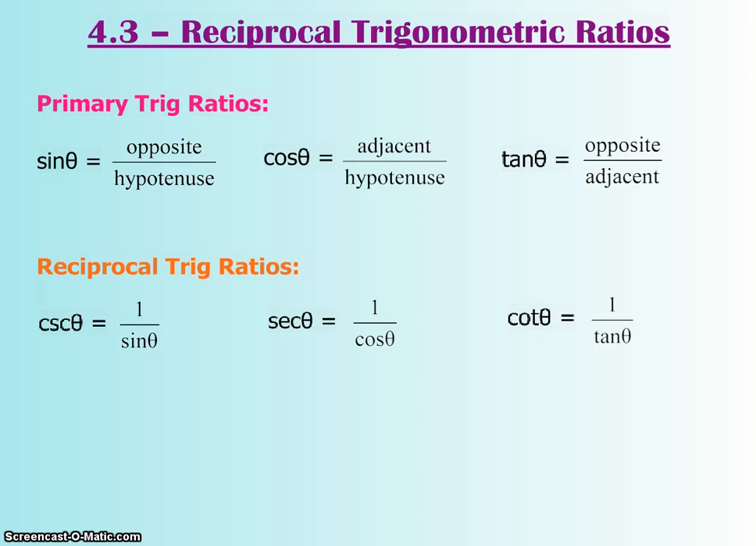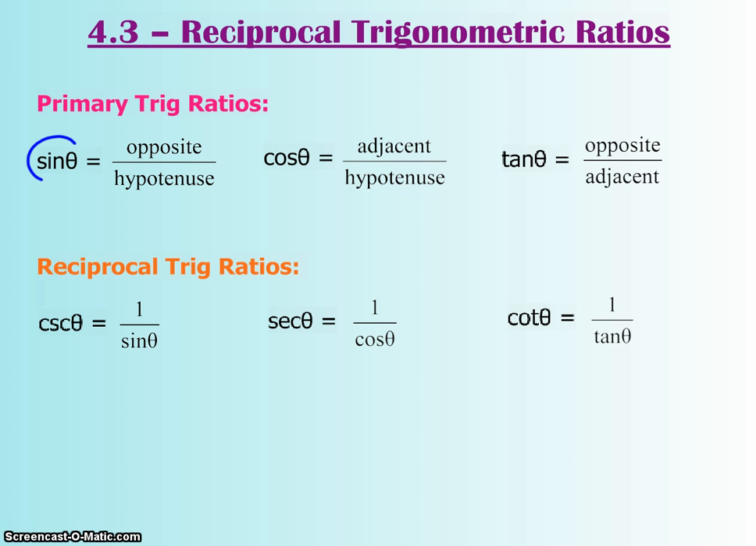You already know about the three primary trig ratios. You have sine theta, cos theta, and tan theta, and then also the ratios that go with them. So opposite over hypotenuse, adjacent over hypotenuse, and opposite over adjacent. Now you're going to learn about three new trig ratios, which are the reciprocal ratios, and those are from 4.3.